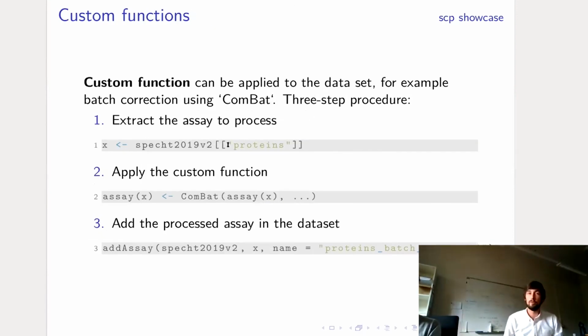And finally, we can also apply custom functions. Our framework can easily be adapted for that. Let's take an example. Let's say we want to do batch correction using the ComBat algorithm. There is a 3-step procedure. First, we extract the assay from the data set and store it under the variable X. Then we can apply ComBat to the data, but it requires a data matrix, and this can be extracted using the assay function. I also show a few dots because there are additional arguments, but I will omit them for clarity. Once we have overwritten this data matrix, we can add it to the data set as a new assay, and of course give it a new name. Remember that the assays we add to our framework should be SingleCellExperiment objects.